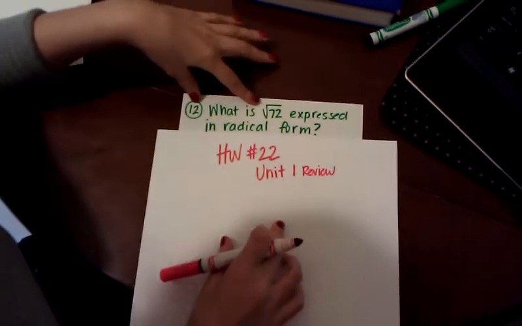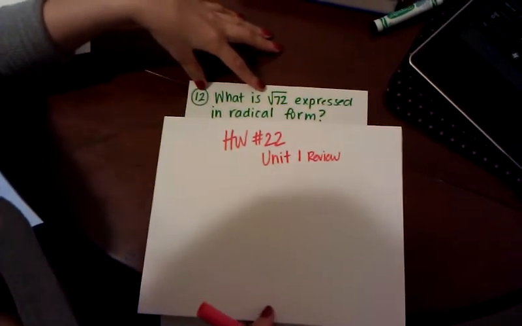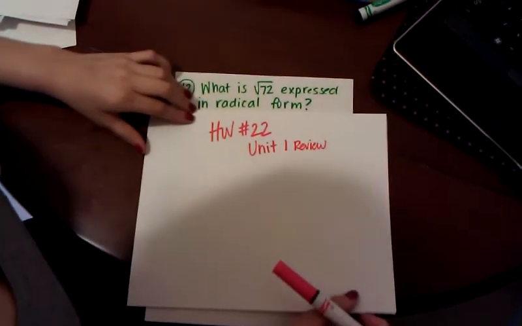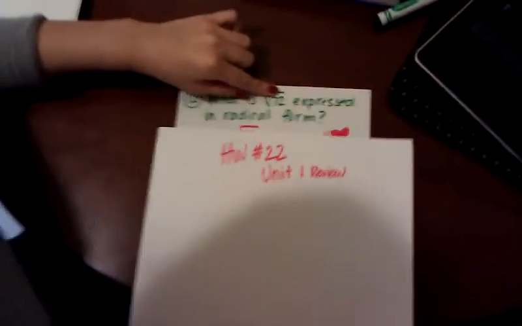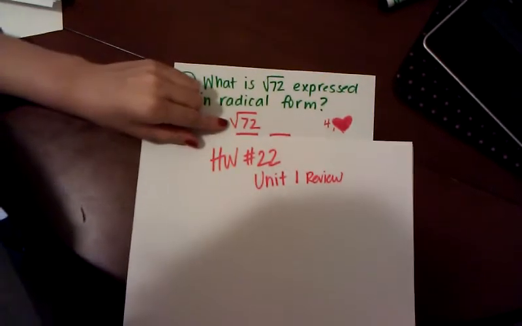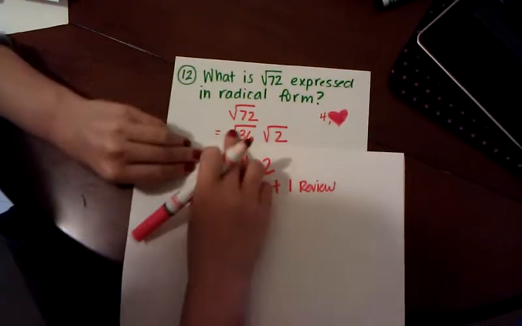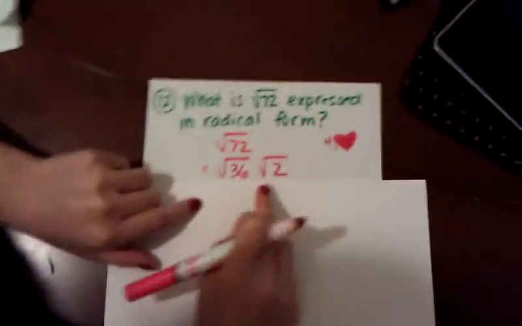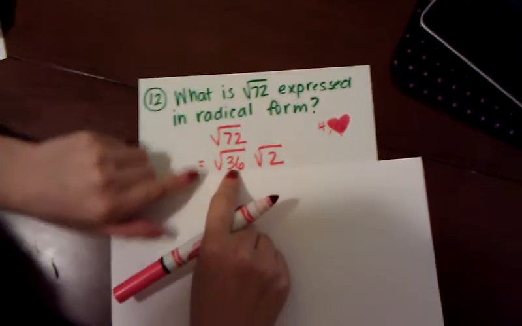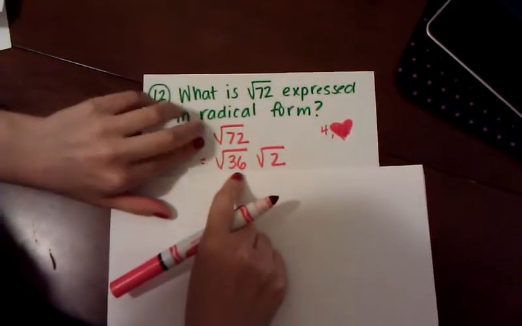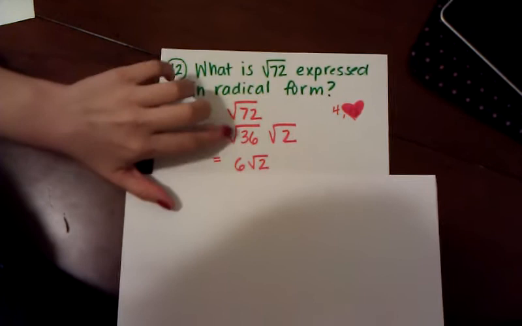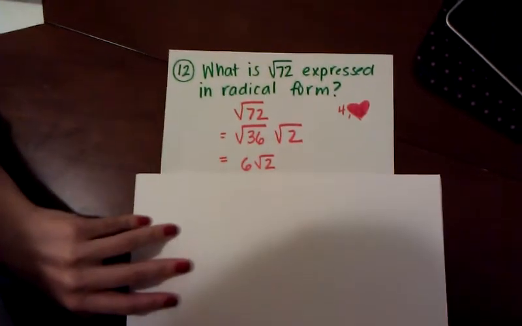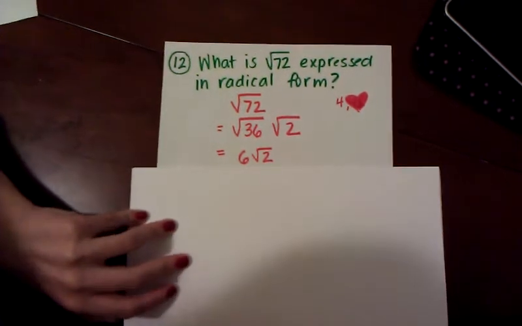So, number 12. What is the square root of 72 expressed in radical form? The first thing we have to know is that we're looking to simplify the radicand. So, we rewrite the square root of 72 as the product of the square root of 36 times the square root of 2, because 36 is the largest perfect square that divides 72. Then we take the square root of 36 and we get 6 radical 2. This is like your excellent sheet that you worked on this previous week.